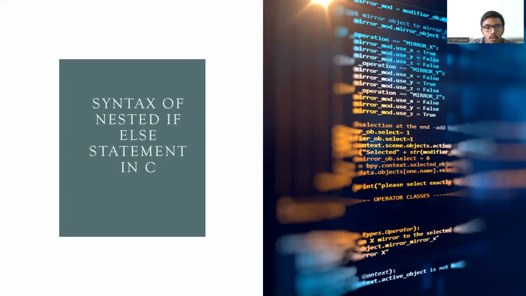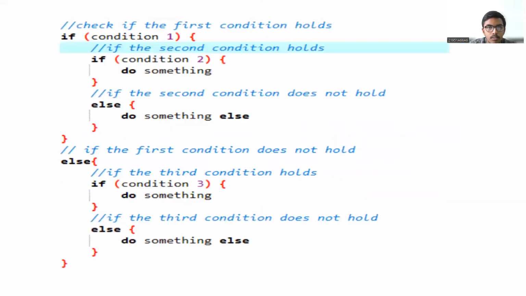Syntax of nested if else statement in C. Check if the first condition holds. If condition 1, if condition 2, do something, else do something else. Else, if condition 3, do something, else do something else.